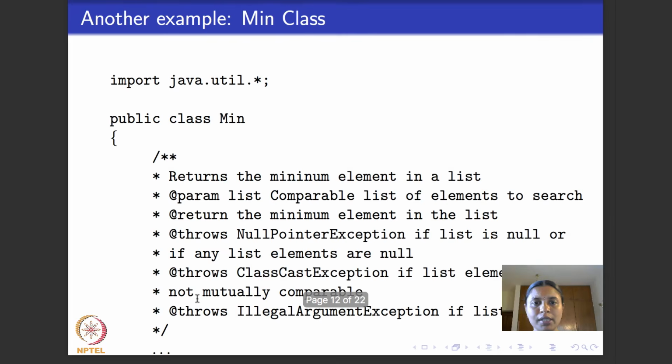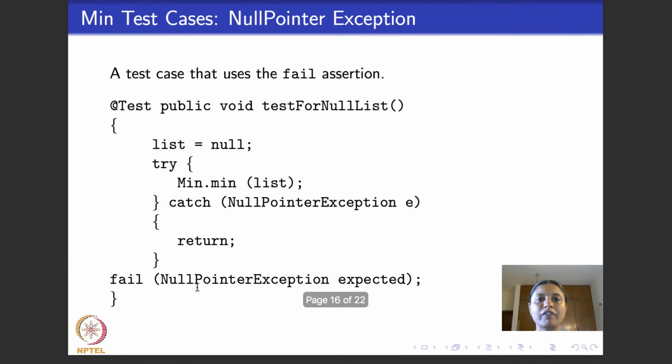So here for this min example, we will use the fail assertion, and here is the test case that uses it. What is this test case method called? It's called testForNullList. It's a void method, and it passes an empty list, and then it tries to see if the code actually throws a null pointer exception. And if it doesn't throw a null pointer exception, using this try and catch, it will use the fail assert to say that it had actually expected a null pointer exception, which didn't happen. So there is an error in the code, right? In our code, this will not come because this error is handled, right?